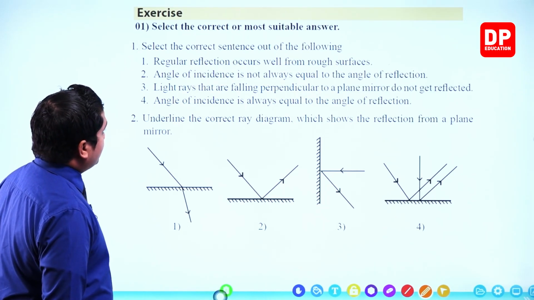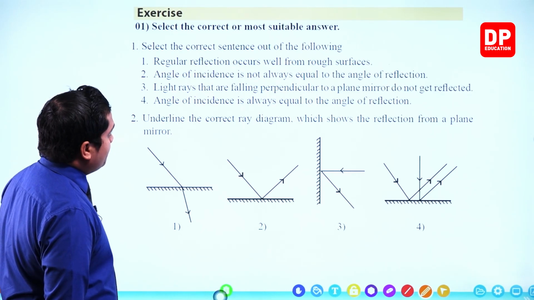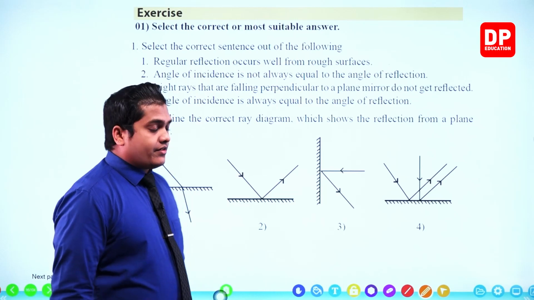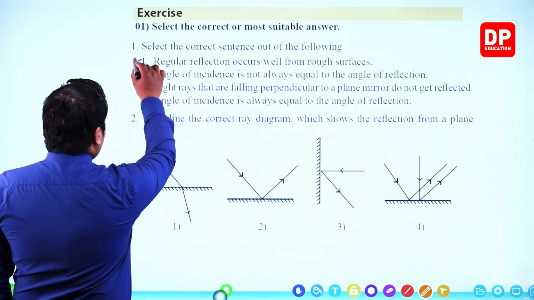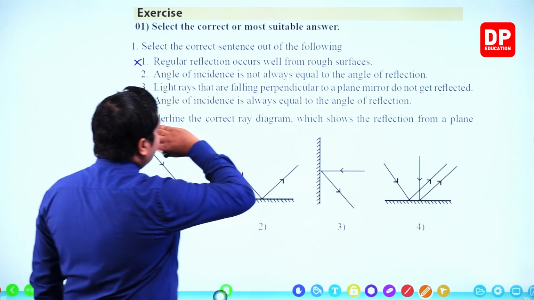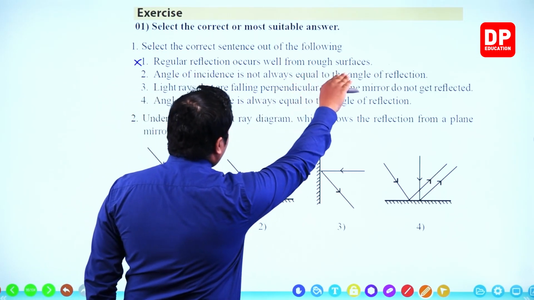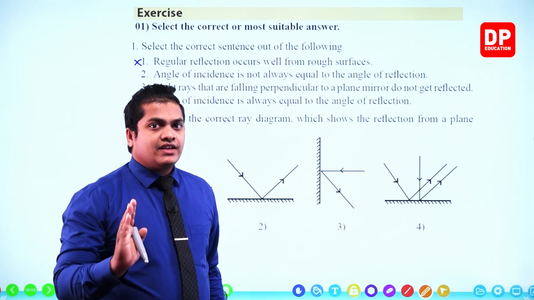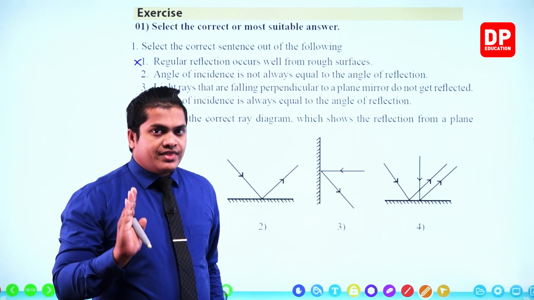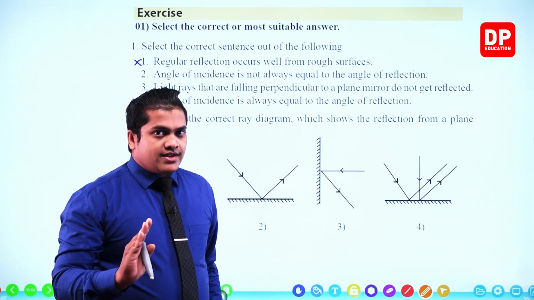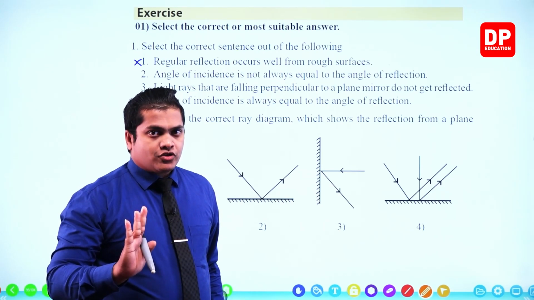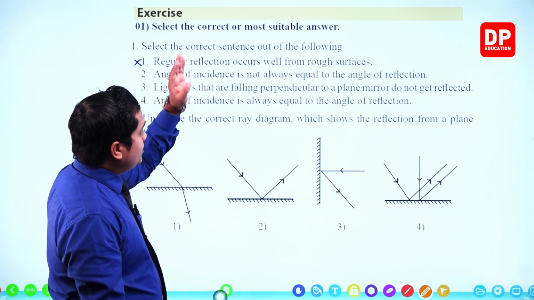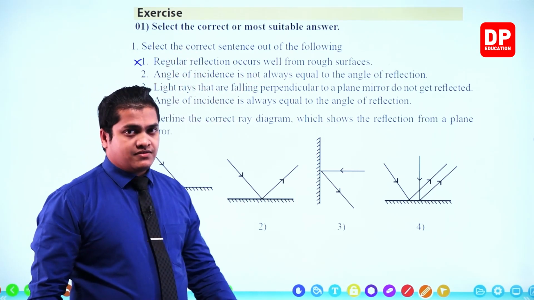Regular reflection occurs well from rough surfaces. Incorrect, right? Yes, it's incorrect. Because if the surface is rough, my dear children, rough surfaces are going to scatter light rays. Scattering means not regular reflection, it's diffuse reflection. So regular reflection cannot be observed from rough surfaces.